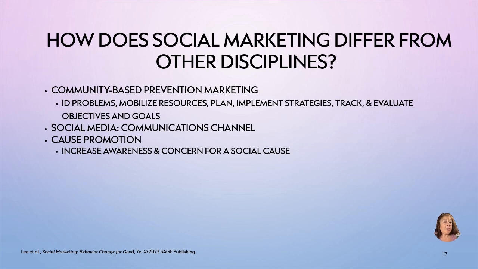Social marketing also differs from community-based prevention marketing. This practice engages influential and relevant community members in the process of identifying problems, mobilizing resources, planning and implementing strategies, and tracking and evaluating progress towards goals and objectives. Along with achieving behavior change, this marketing also focuses on building community.